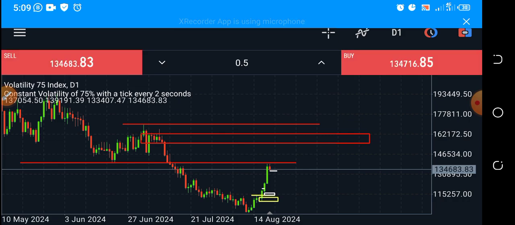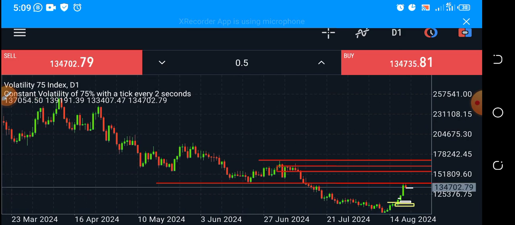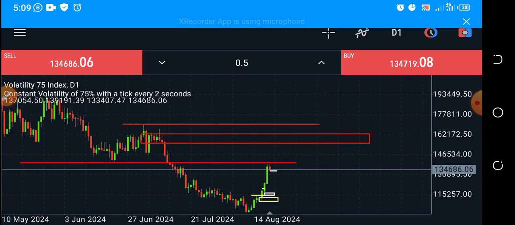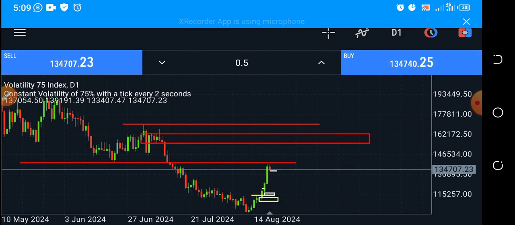This is a V75 outlook for the week and the coming days. You just follow through as I analyze V75 for you and show you what I am looking at, what I am expecting. This is giving you my outlook for V75, and maybe if time permits, we'll look at one or two other assets.